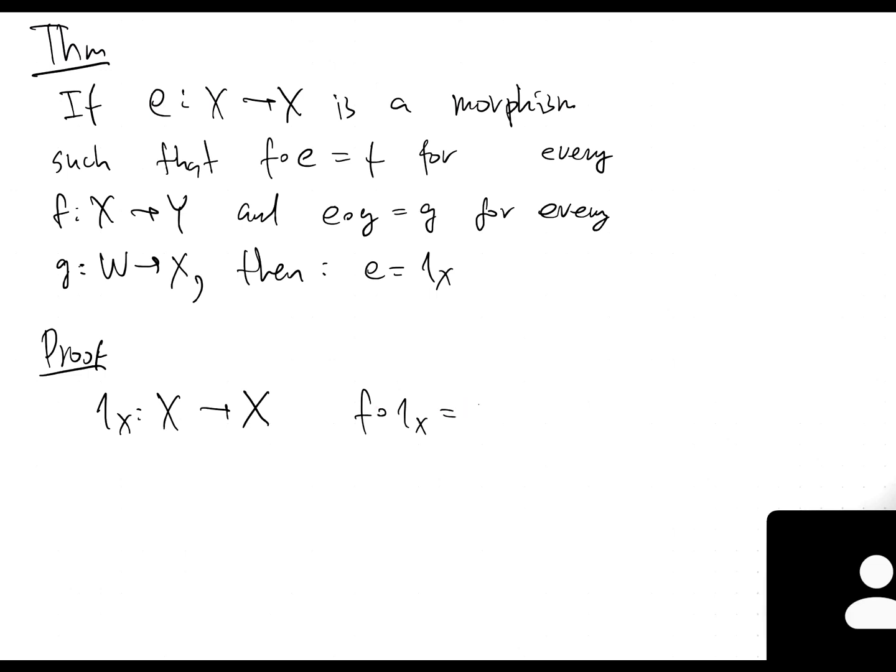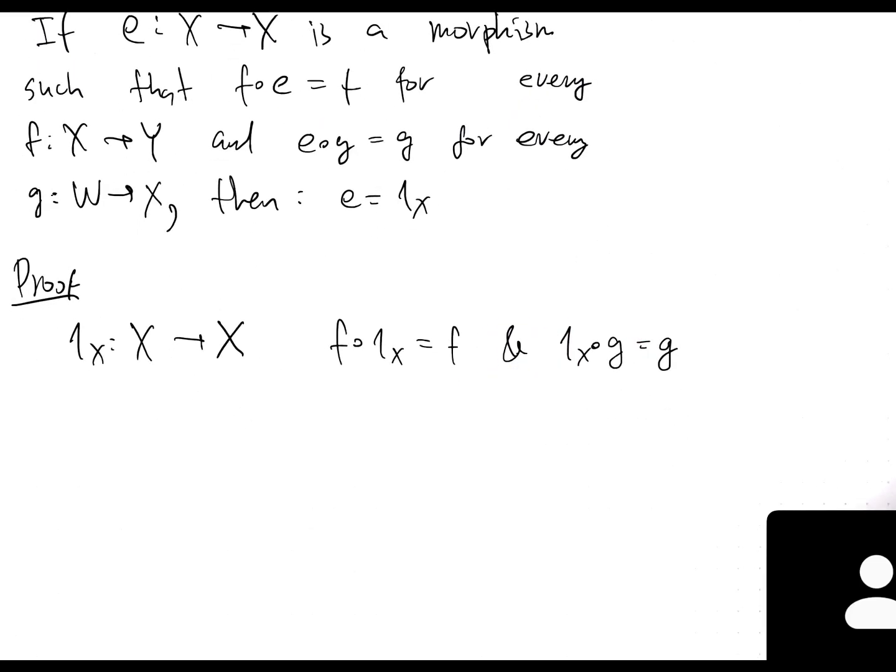Sorry, not identity, it equals f. And also, it has the property that every time I compose another thing with it on the other side, it still equals that other thing. And this is true for every f and g, as long as, of course, f departs from x and g goes into x. So that's for every f and g.